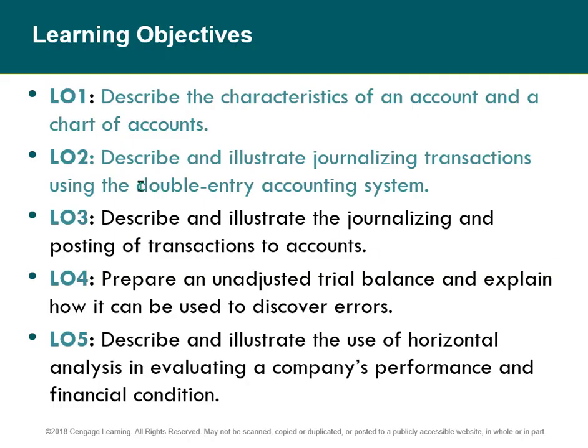So these are the learning objectives for this chapter. What we'll do in this presentation is, first of all, talk about the characteristics of an account and a chart of accounts, and then look at journalizing transactions using the double entry system. From here, we go to posting transactions to accounts, then preparing an unadjusted trial balance and seeing what that's used for, and then finally we'll end up with some horizontal analysis and analyzing a company's performance.